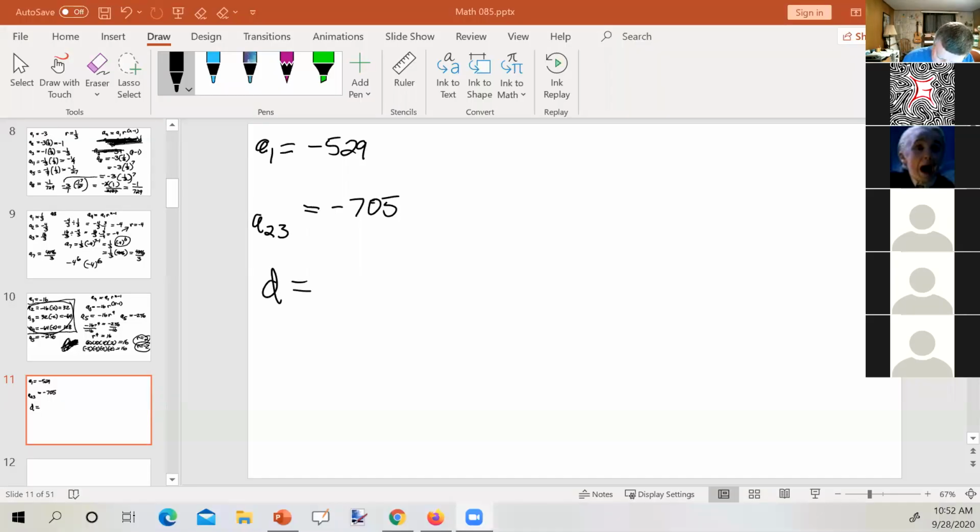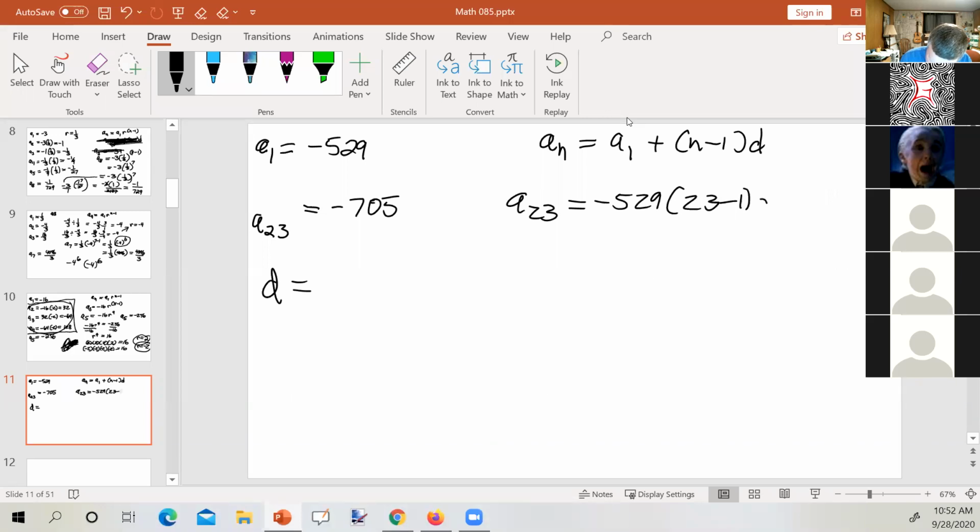So I'm going to use the formula a sub n equals a sub 1 plus the quantity n minus 1 times d. Why am I using this formula? Because it's an arithmetic sequence, not a geometric sequence. Okay. Well, let's see. I know that a sub 23 equals a sub 1 times 23 minus 1 times d, which means a sub 23 equals negative 529 times 22. Oops, I screwed up there, didn't I?